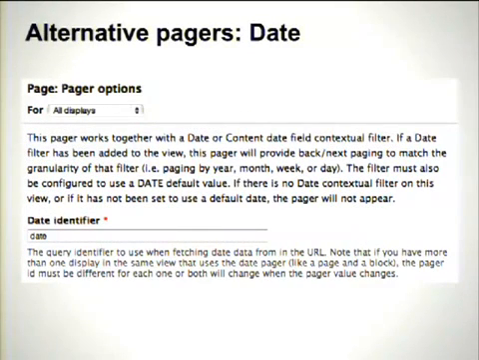Alternative pagers. So sometimes it's useful to have a pager that groups your content by date, such as month, week, or year, or an alphabetic pager that works a bit like an address book. So you have A, B, C, D along the bottom and can find perhaps people by the first letter of their surname. In most cases, alternative pagers are actually contextual filters, but the date pager is configured via the pager settings, as we see in the screenshot here.